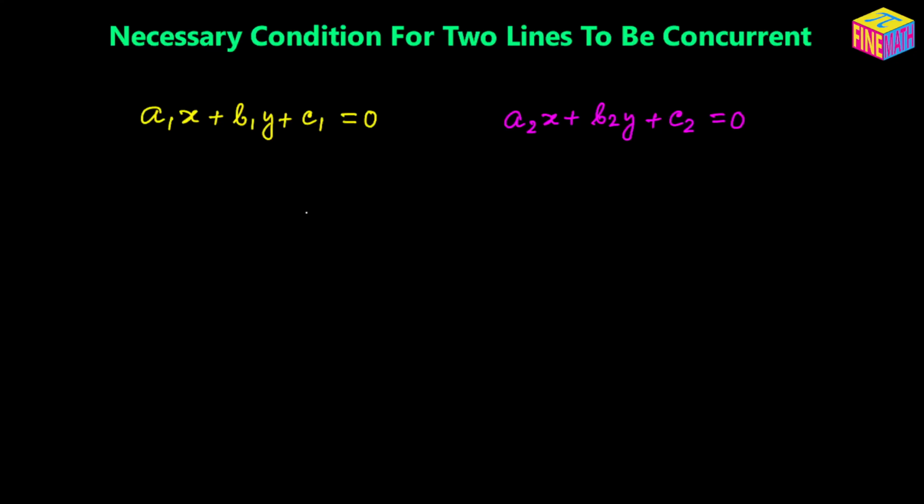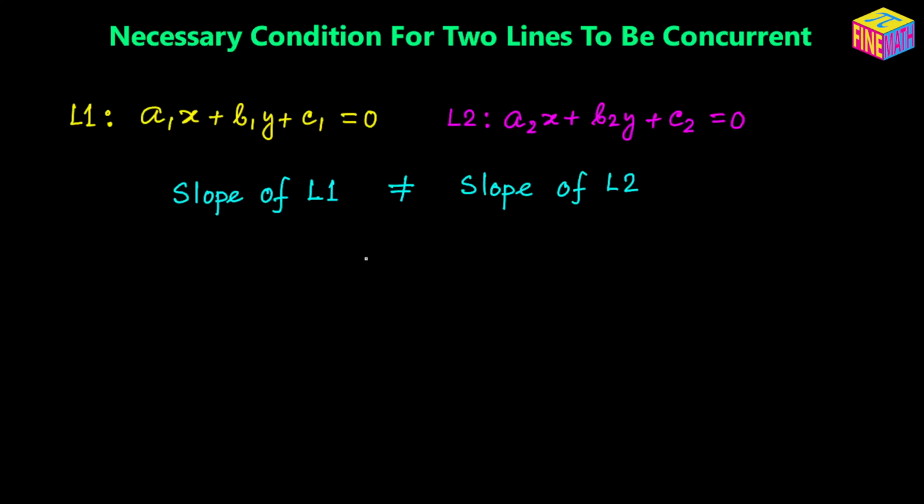So the necessary condition here is that the slope of line 1 cannot be equal to the slope of line 2. So let me make a quick note here. So here I have noted that slope of L1, which is line 1, is not equal to the slope of L2, which is line 2.